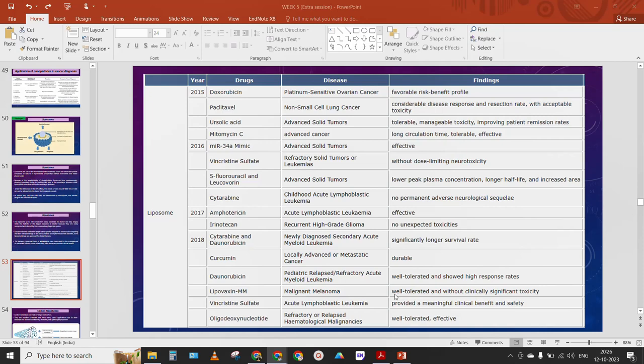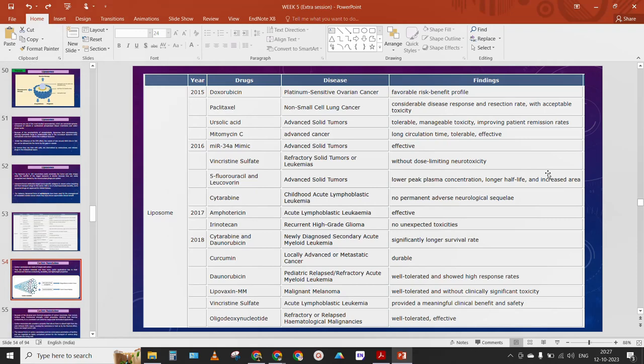So we are discussing the applications and some case studies of liposomes with drugs to treat particular cancer tumors, like locally advanced metastatic cancer, malignant melanoma, and non-small cell cancer. And these are some findings or benefits of the use of liposomes in those cancer cells. I'll share this PPT. You can go through it briefly after this session.